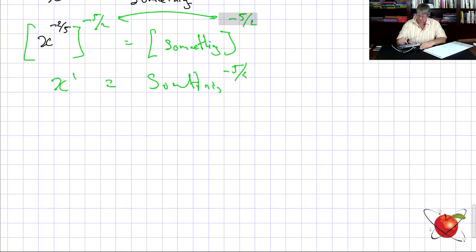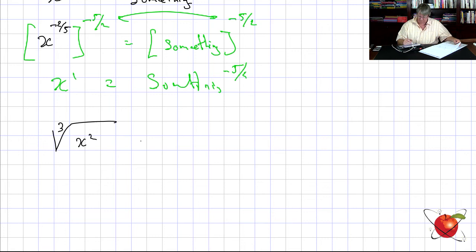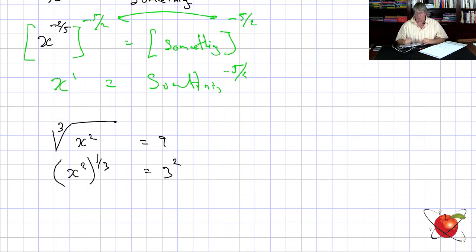Okay, exponential problem. We've got here the cube root of x squared equal to 9. Now, first of all, I need to change this side. This is going to be x squared all to the power of 1/3, and this is going to be 3 squared. Prime factors again. You can see prime factors are coming in often. I've done it here.